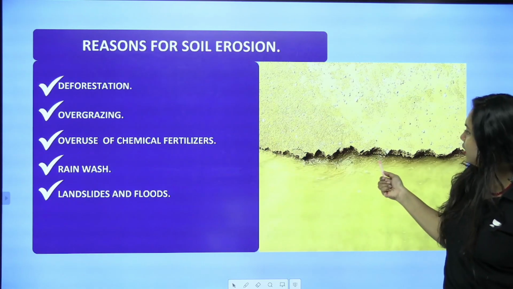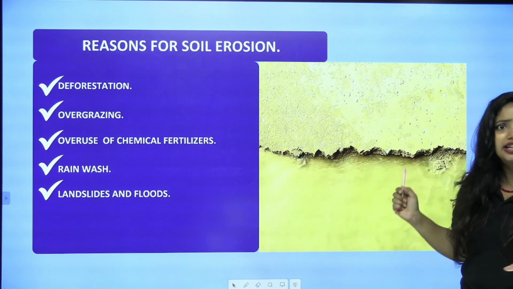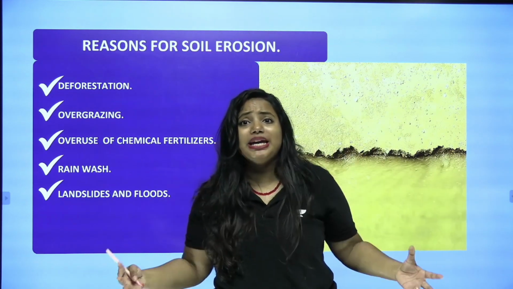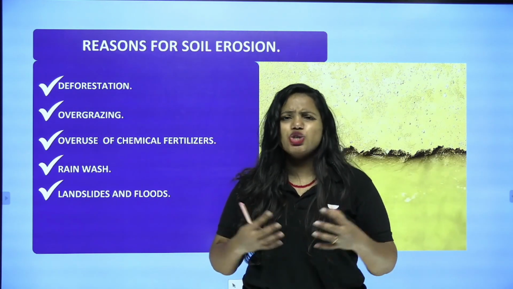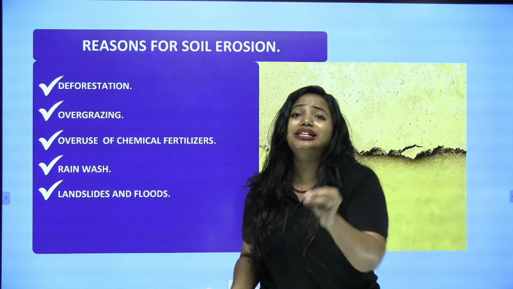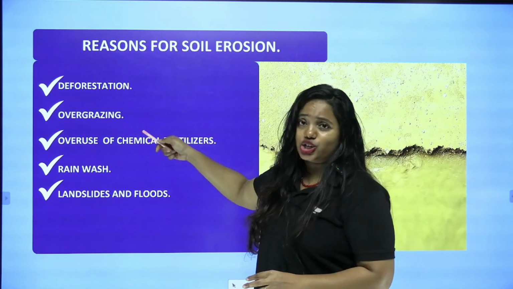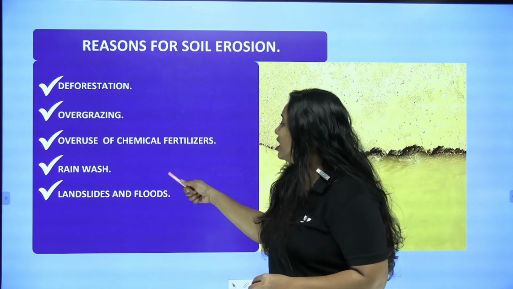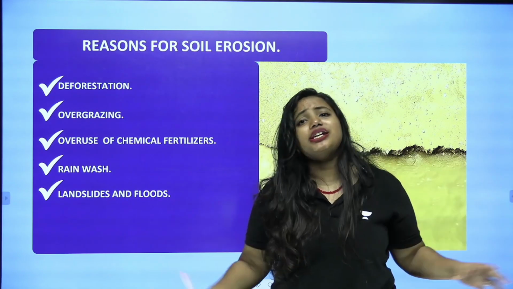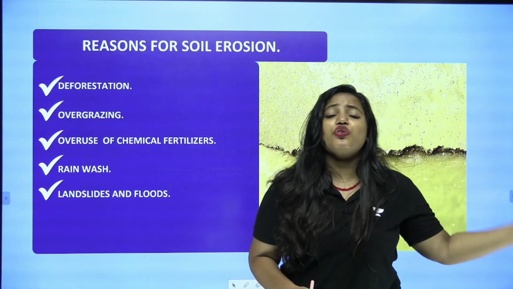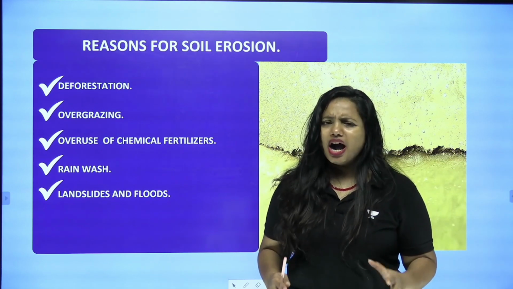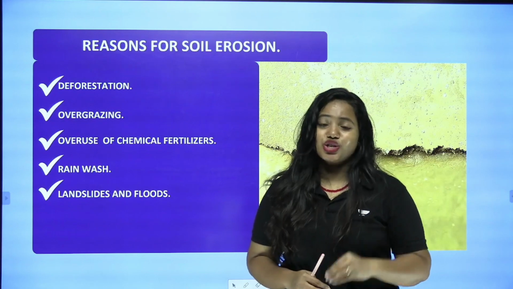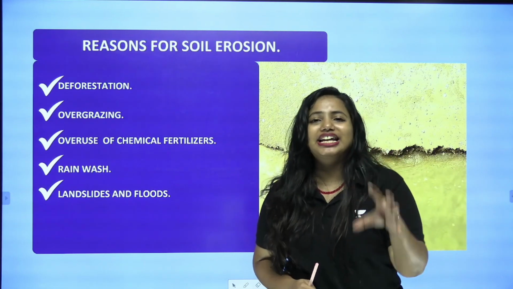Get this? This is soil erosion, right? Yes. So soil erosion is actually happening in many places on earth. But why? There are basic reasons behind it. Deforestation, overgrazing, overuse of chemical fertilizers, rainwash, landslides and floods, all of these are considered as various reasons for soil erosion. But how can we just prevent it? There are certain methods that can be used. That's what we are going to learn now, and let's learn it together.